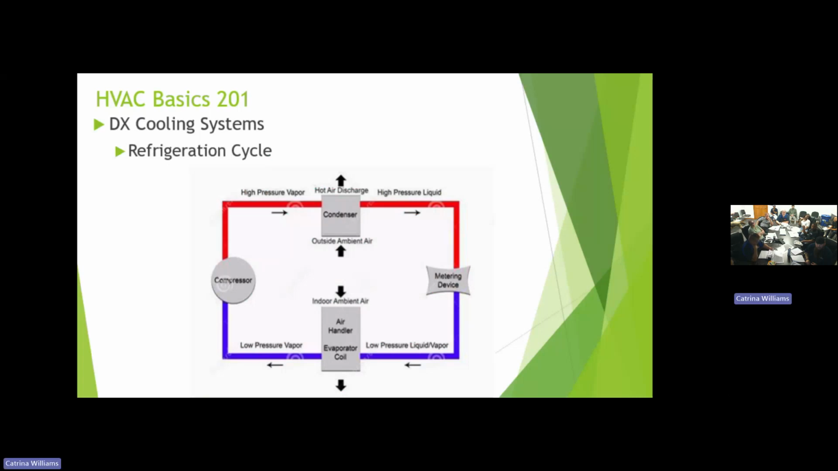It goes to a low pressure then. The liquid or vapor that might flash off goes with the cooling coil, indoor air, and sends it out. Hopefully it's cool air. Now it's a low pressure vapor as it comes out of there, because it was a liquid and now it's going to be a vapor as it boils off. Back to the compressor, the circuit starts over again. That's your refrigeration cycle in general.